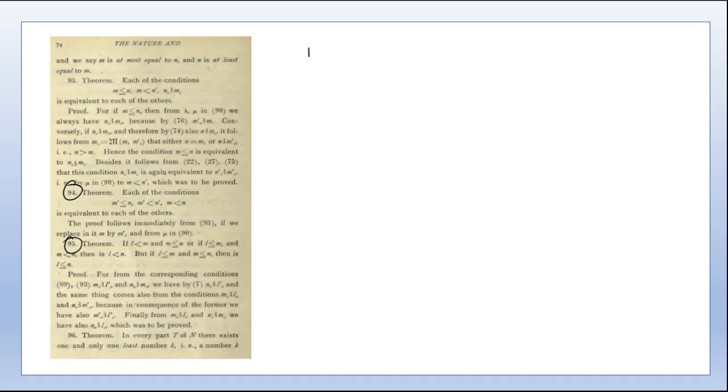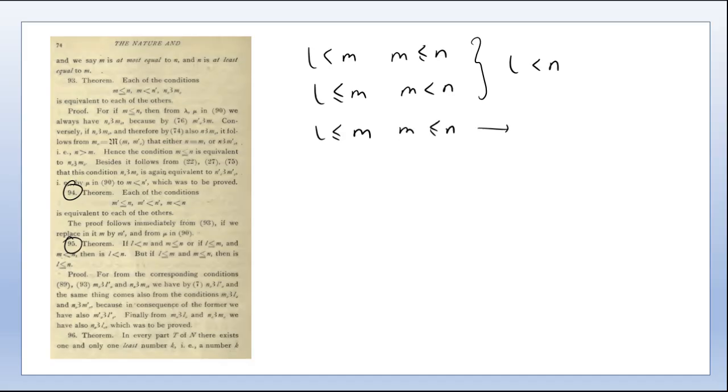So L is less than M. M is less than or equal to N. Or if L is at most equal to M and M is less than N, then L is less than N. And if L is at most equal to M and M is at most equal to N, then L is at most equal to N.